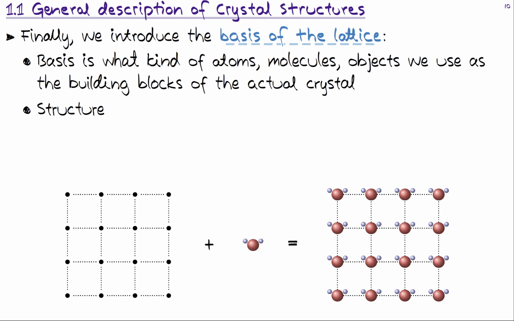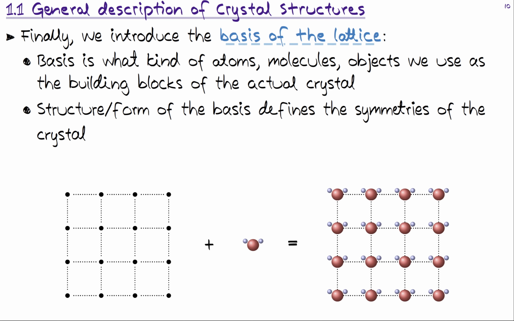So what is the basis of the lattice? The structure or form of the basis really defines, for example, the symmetries of the crystal, and this is the easiest thing to see mathematically here. And when we go into physics, then we realize that these symmetries also dictate the optical properties, the electronic properties, and the thermal properties of the lattice. So entirely the properties of the lattice.